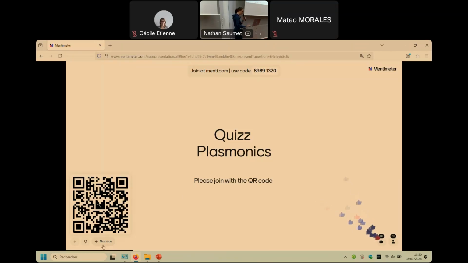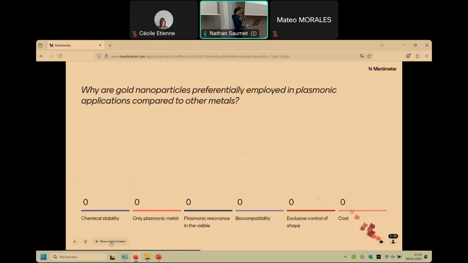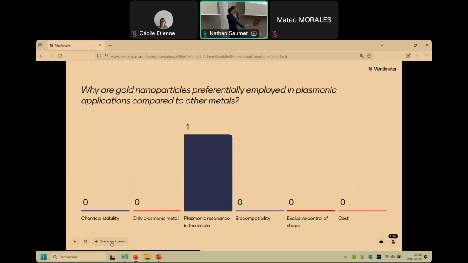So let's start it. So the first question is this one. Why are gold nanoparticles preferentially employed in plasmonics applications compared to other metals? The results will be displayed instantly.